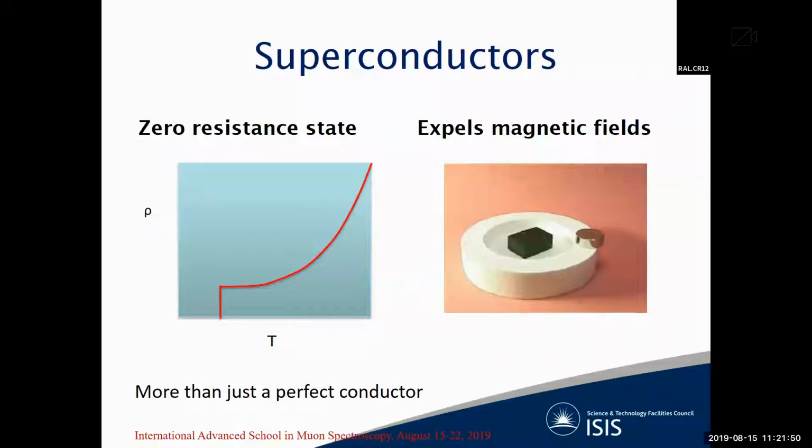Yeah. So it has these two great features. One is resistivity, which goes to zero as it goes below the transition temperature, as you can see here. And the other thing is it expels the magnetic field. So whenever you apply some magnetic field to a superconductor, the field gets expelled from the bulk of the sample.